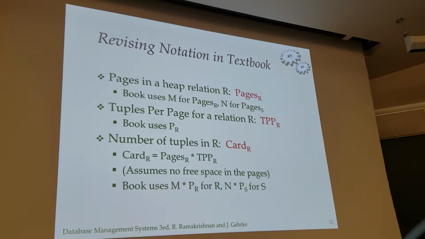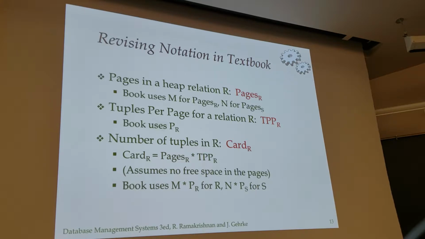I can remember that. And it uses N for pages sub S. I'm going to use pages sub S, okay? The book uses, basically, a number of tuples per page, it uses P sub R, which actually would be reasonable. For tuples per page, I'm gonna fix that.